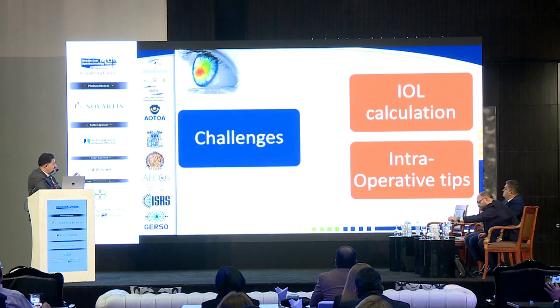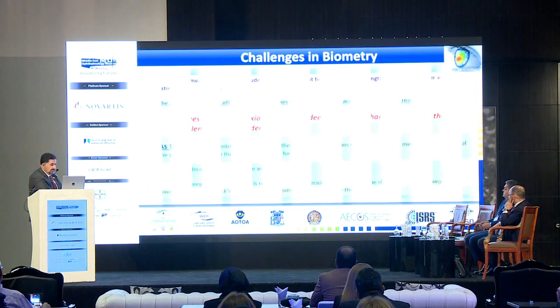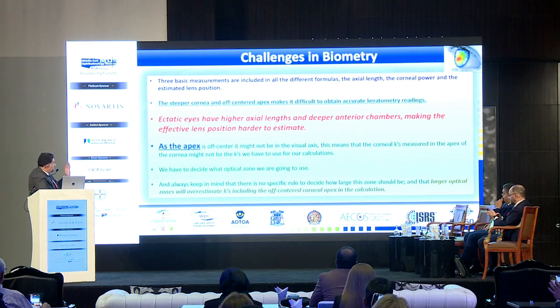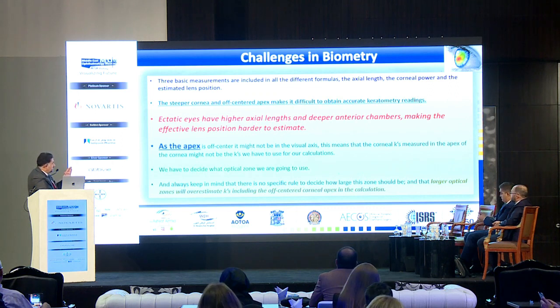So the challenges in this are IOL calculation and the intraoperative tips. This is what I'm going to highlight. Challenging in biometry: 3 basic measures are included in all different formulas: axial length, corneal power, and estimated lens position. The steeper cornea and the off-centered apex make it difficult to obtain accurate biometric readings. Why? Because ectatic eyes have higher axial length and deeper anterior chamber, making the effective lens position harder to estimate. And as the apex is off-center, it might not be the visual axis.